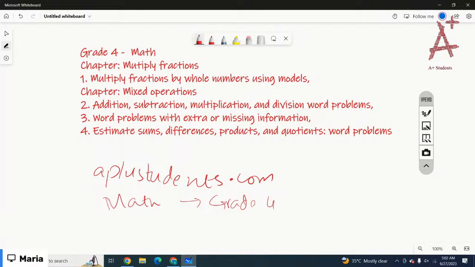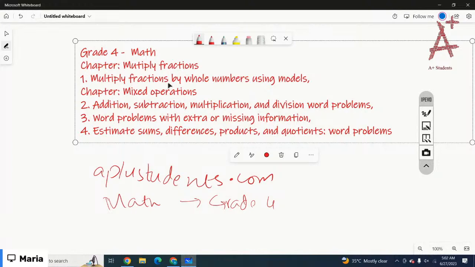So there you can find a list of the chapters. We're going to start with the chapter multiply fractions. The lesson is multiply fractions by whole numbers using models. Then we'll start the chapter mixed operations. The lessons are addition, subtraction, multiplication, and division word problems with extra or missing information, and estimate sums, differences, products, and quotients, word problems. So let's just start with the first lesson.